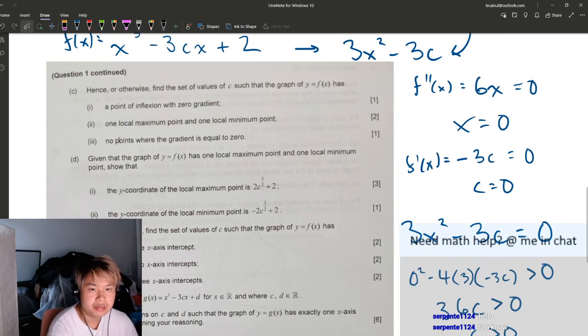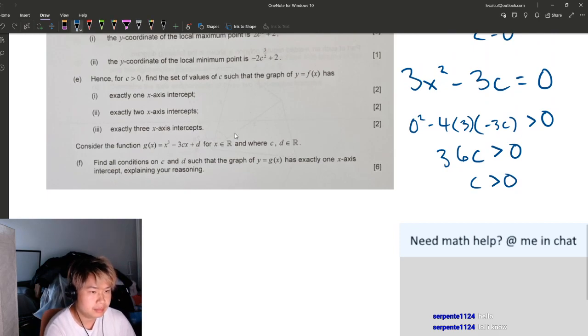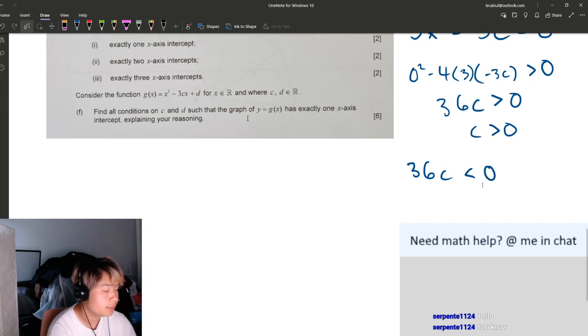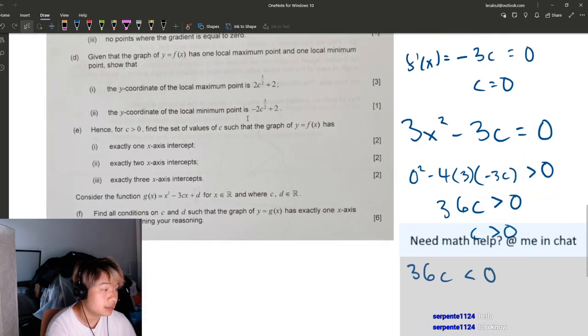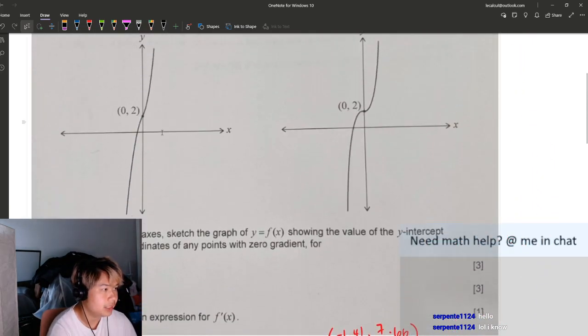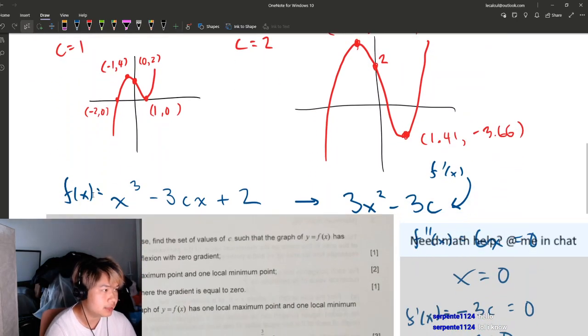Okay, and then no points where the gradient is equal to 0. In other words, we're solving for, again, this discriminant to be less than 0. We don't want it to be equal to 0 because that means it has a critical point, which might be a maximum or a minimum, and then doing this, you get the opposite. And this kind of makes sense. And you can see it on their example right here, right? When c is negative, you do not have a maximum or a minimum because it twists the other way.